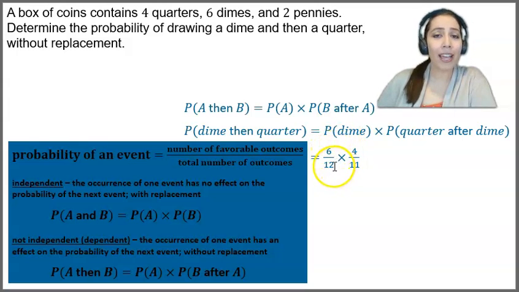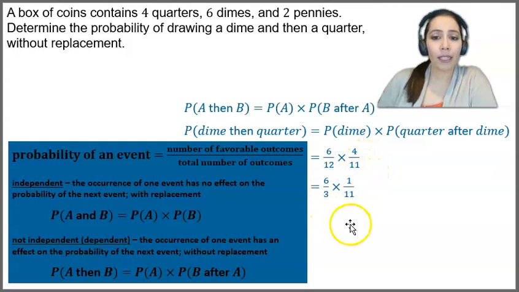Now, I don't put that dime back in the bag. So instead of 12 coins, I now only have 11 coins in my bag. And when I go in to pull my quarter after I pulled that dime, well, how many quarters are there? 4. So I have 6 out of 12 for dimes, then I have 4 out of 11 for quarters.